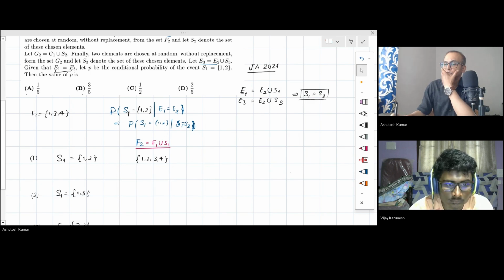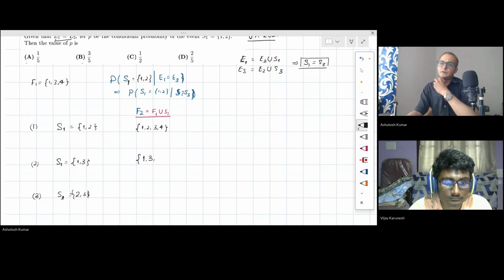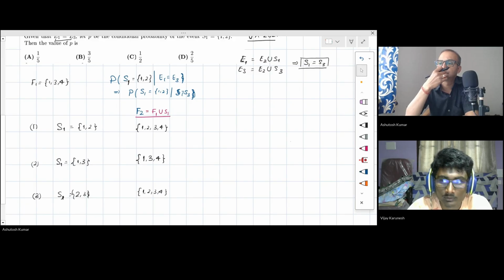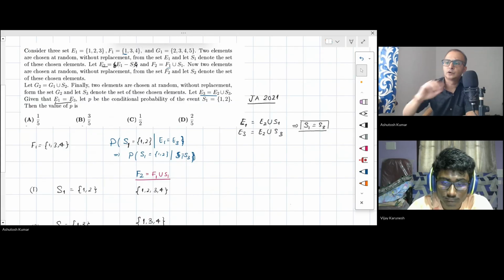What about this one? 1, 3, 4. Only 1, 3, 4 we're getting? Yes, sir. Okay, and what about this one? 1, 2, 3, 4 again, sir. Correct? So we got the set F2. Now two elements again are chosen at random without replacement from the set F2, and let S2 denote the set. Okay, and G2 is G1 union S2.